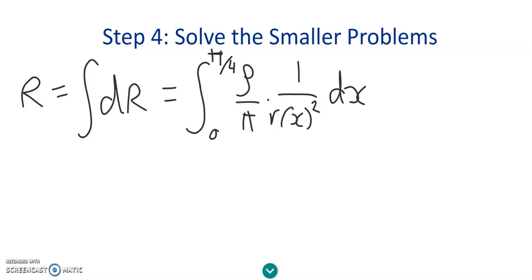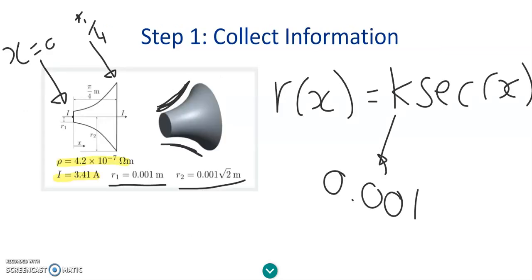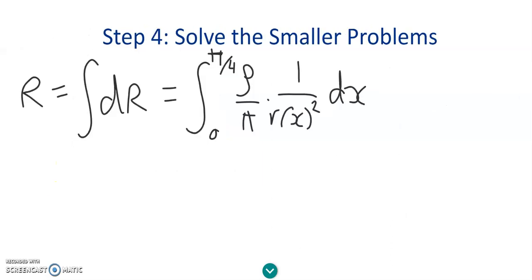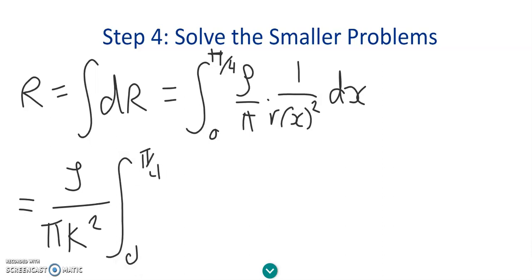If we substitute in our expression, r of x equals k sec x, for r of x, you should note that 1 over r of x is cos x over k, and 1 over r of x squared is then going to be cos squared x over k squared. So we're going to get R equals rho over pi k squared times the integral between 0 and pi over 4 of cos squared x dx.